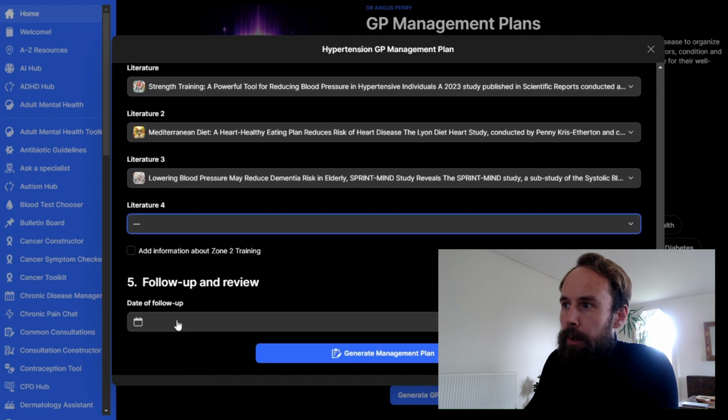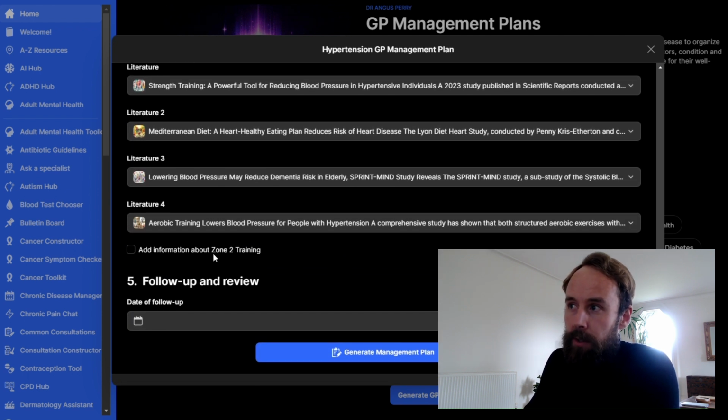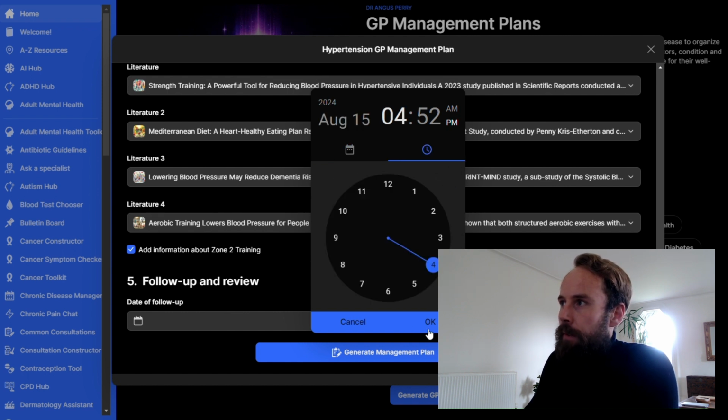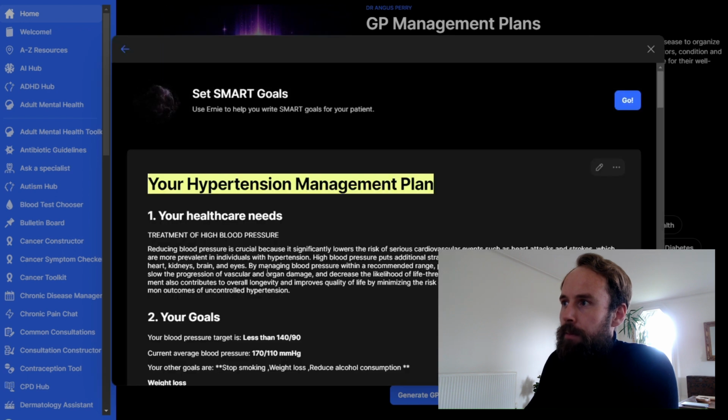So I'll populate this. And then, of course, I can add some information about exercise. So this is called Zone 2 training, which can be helpful for blood pressure. So I'll tick that box as well. And then we determine when is the follow-up date. So let's say we're going to follow up on the 15th of August. Then I press Generate. And here we go. So here is the management plan.